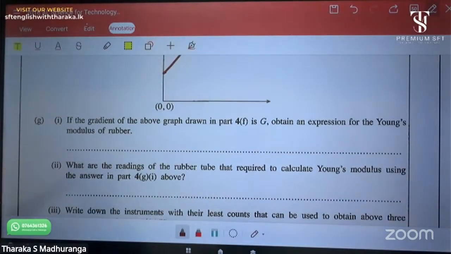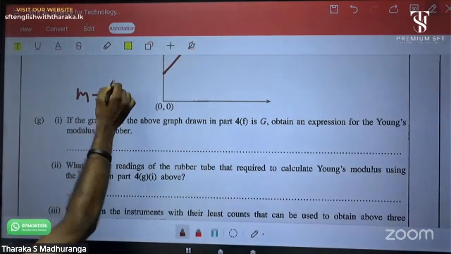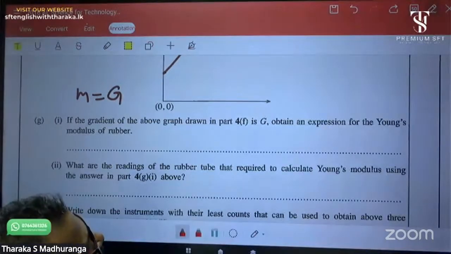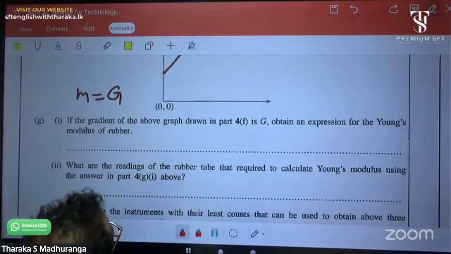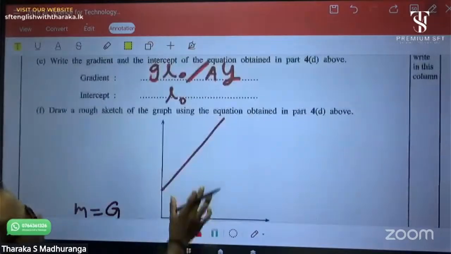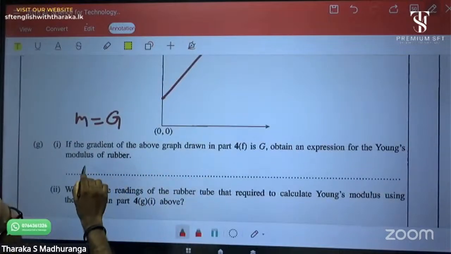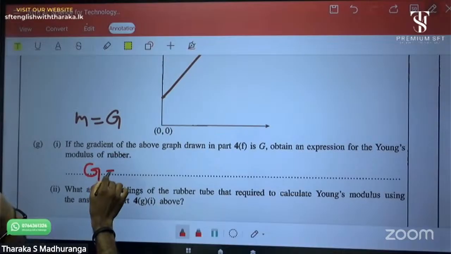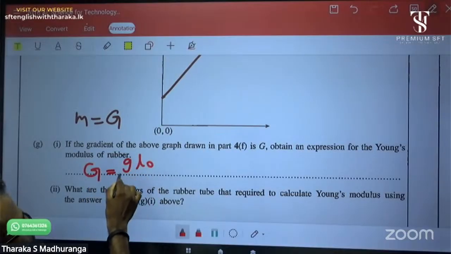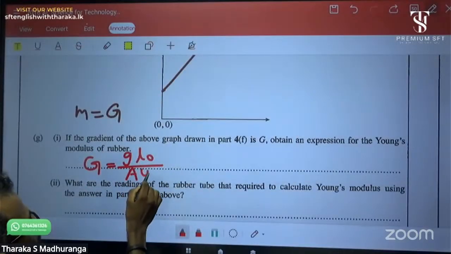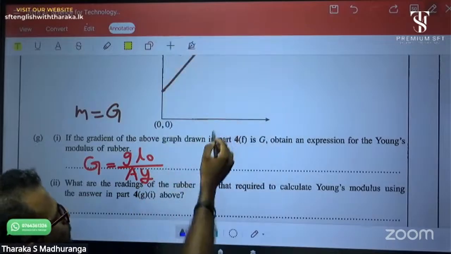If the gradient of the above graph is G, the gradient equals G, M equals G, right? M equals capital G. Obtain an expression for the Young's modulus. Make an equation for Young's modulus. The gradient equals G L naught divided by A times Young's modulus. Gradient means capital G.